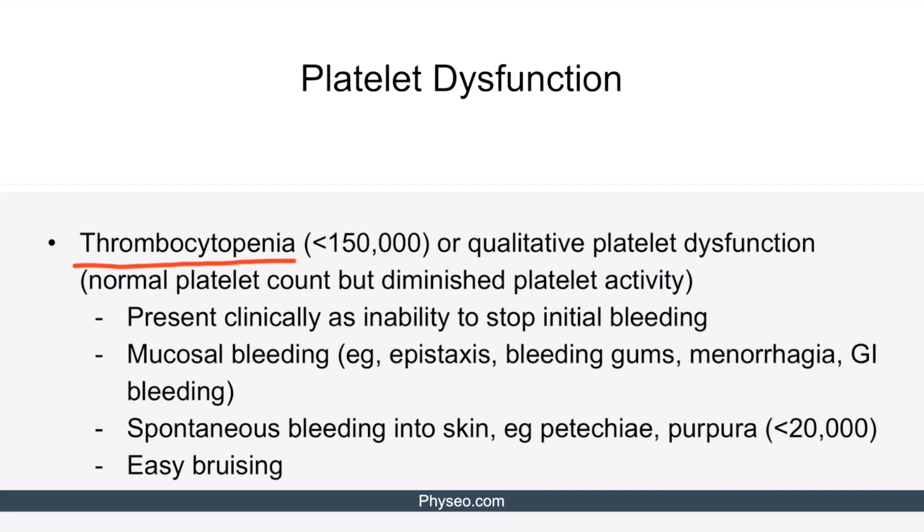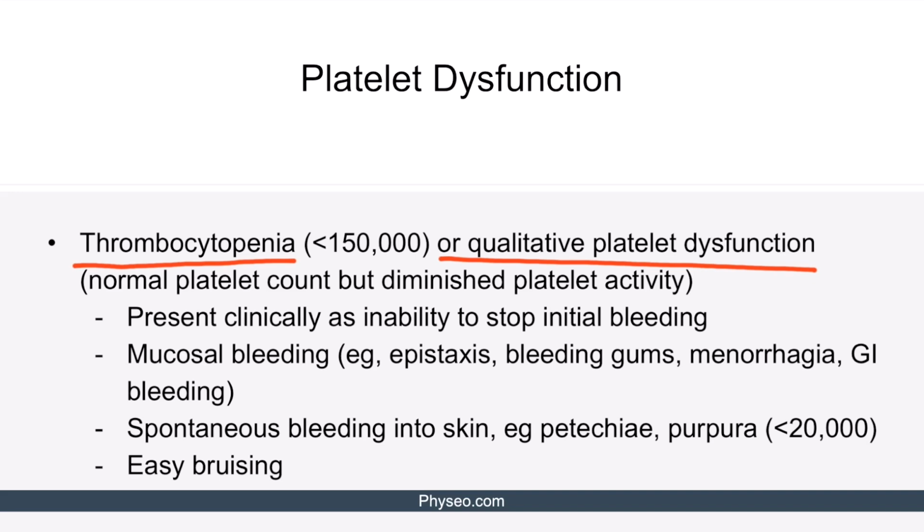Thrombocytopenia is defined as a platelet count less than 150,000 platelets. Qualitative platelet dysfunction, on the other hand, is characterized by normal platelet count but diminished platelet activity. Both thrombocytopenia and qualitative platelet dysfunction present as an inability to stop initial bleeding due to defective primary hemostasis. This commonly presents as mucosal bleeding, such as nosebleeds, which are also known as epistaxis, bleeding gums, menorrhagia, or GI bleeding. Patients may also have spontaneous bleeding into the skin, which presents with petechia or purpura.